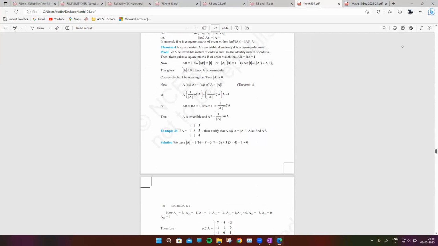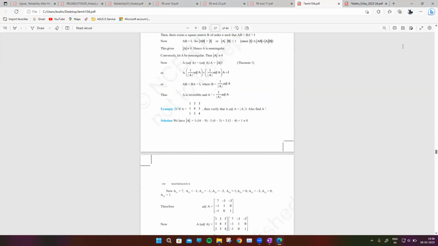Yeah, so see, they have given this question and this is matrix A, for which they have to verify something, but don't focus on that. Just focus on how they are finding the adjoint of it, right? So for 1, okay, they haven't shown here. Okay, cool. I'll show you.